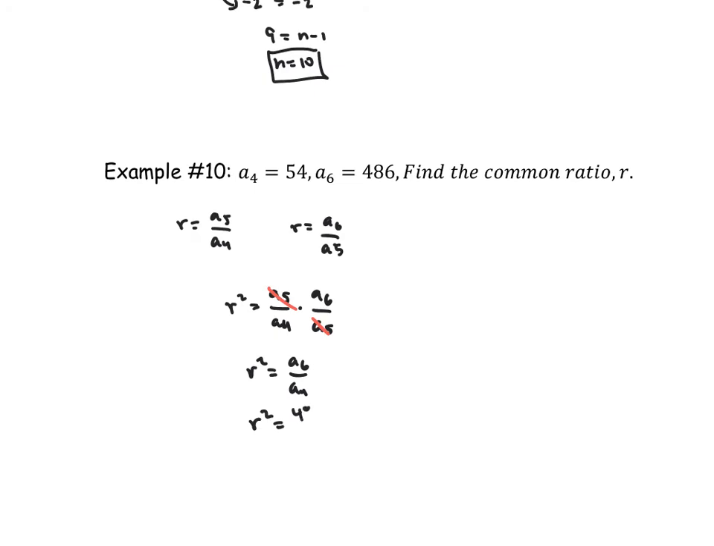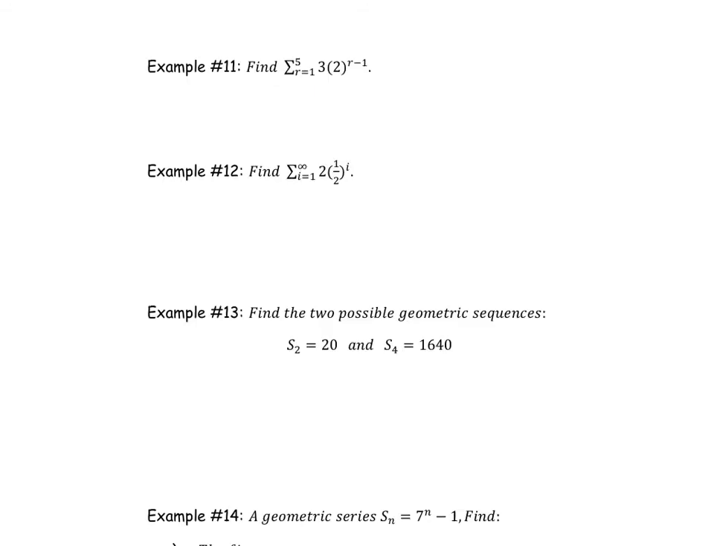Well, I have both a sub 6 and a sub 4. A sub 6 is 486. A sub 4 is 54. That ratio comes out to be 9. Therefore, R is equal to plus or minus 3. There you have it. All right, let's continue on with a couple more examples.